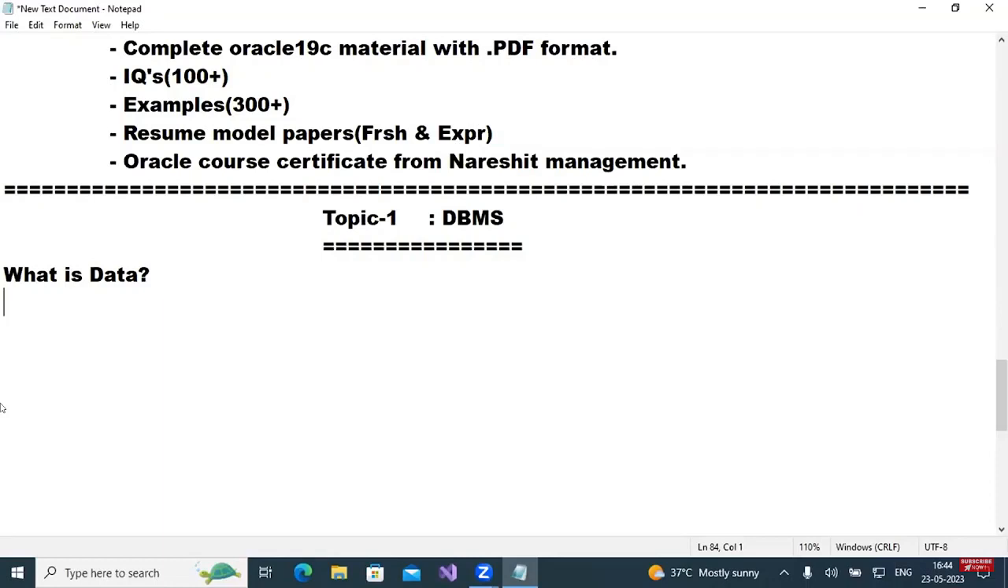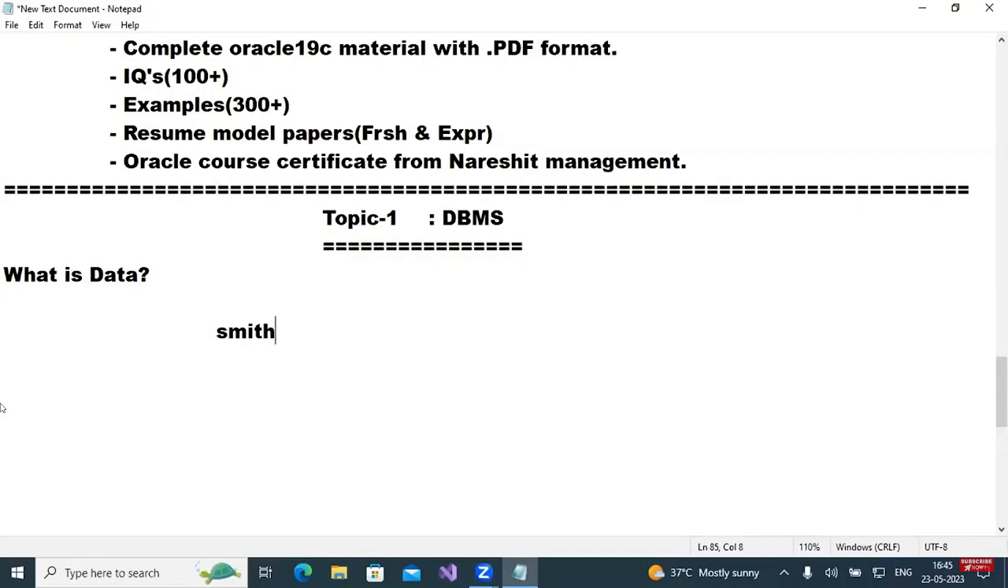What are you guessing? Data is a collection of objects, raw facts. Suppose one of the names I wrote is Smith. Is Smith data or is it information?